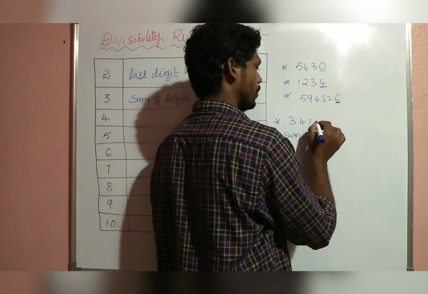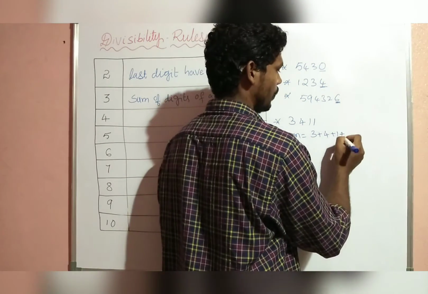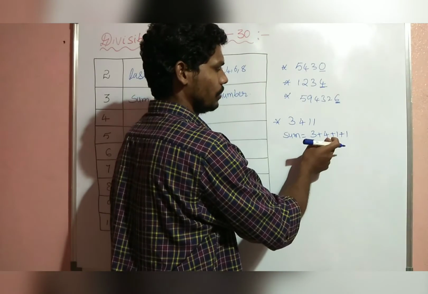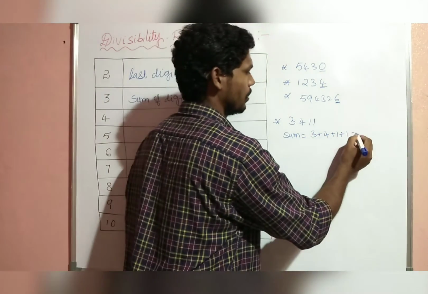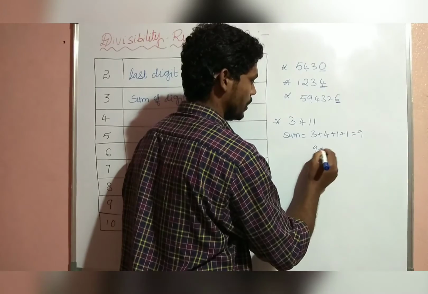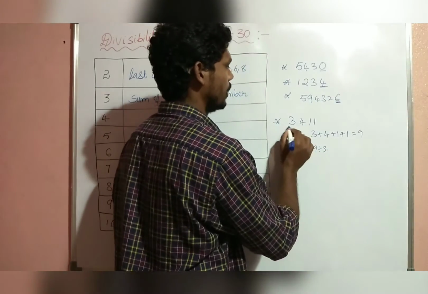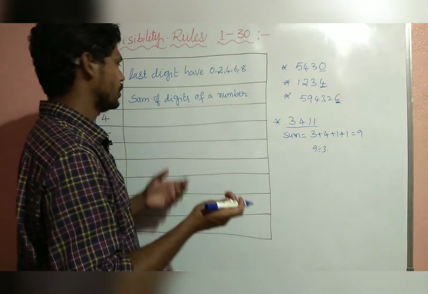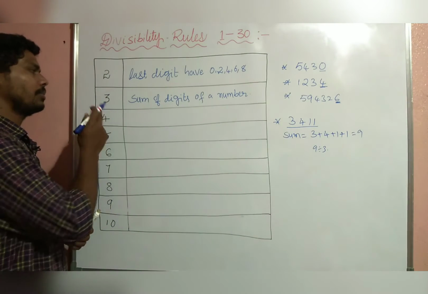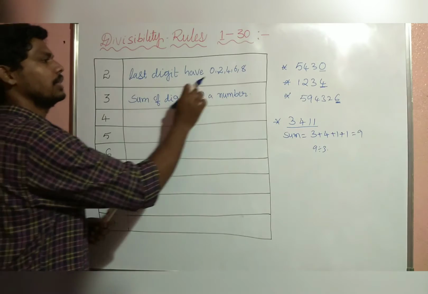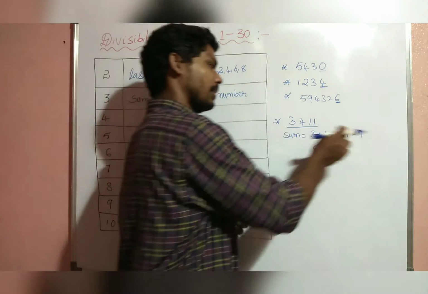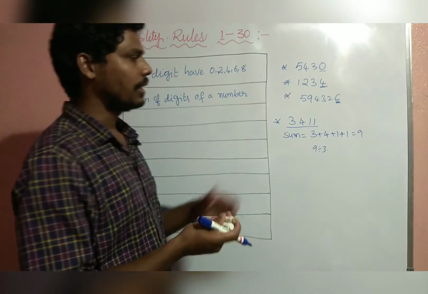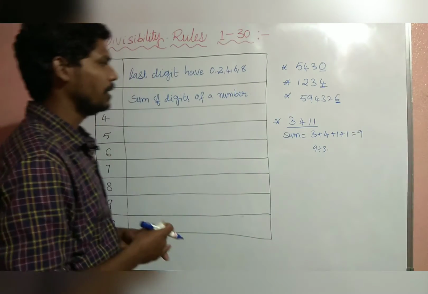If you have one more 1 here, then that one is also added. 1 plus 1, 2, 2 plus 4, 6, 6 plus 3 is 9. The sum is 9. Here 9 is divisible by 3, so 3411 is also divisible by 3. So the divisibility rule of 3 is: if the sum of the digits of a number is divisible by 3, then the given number is also divisible by 3.